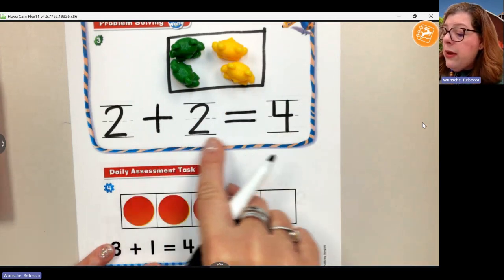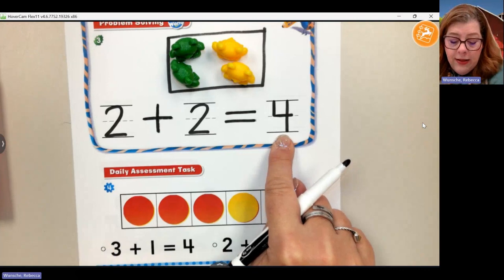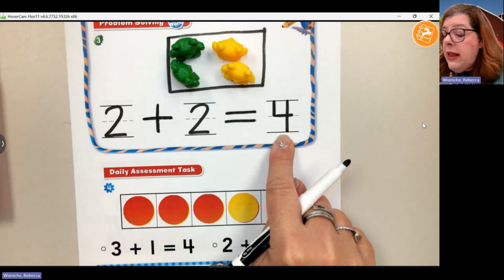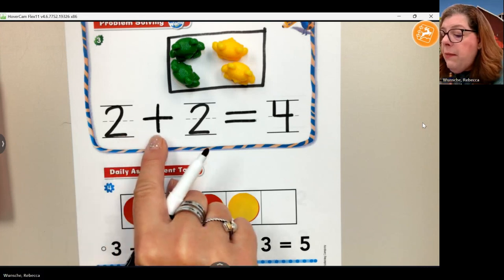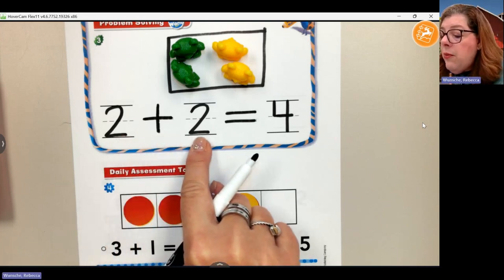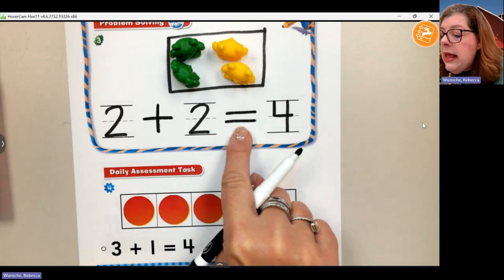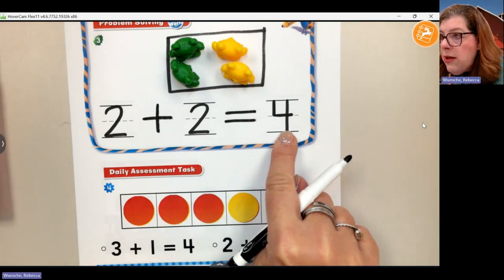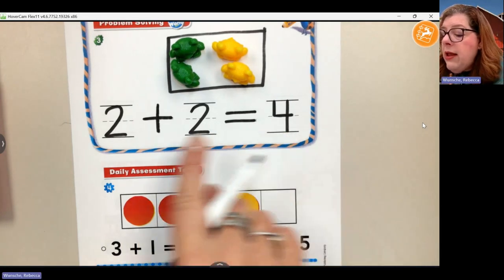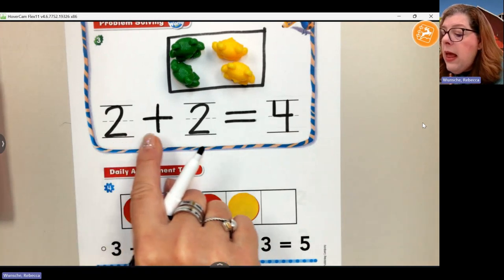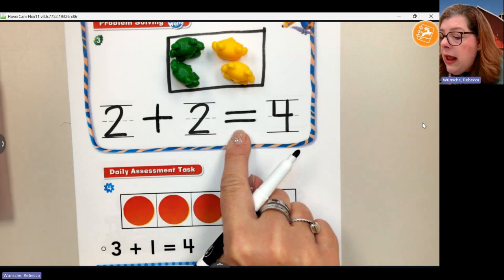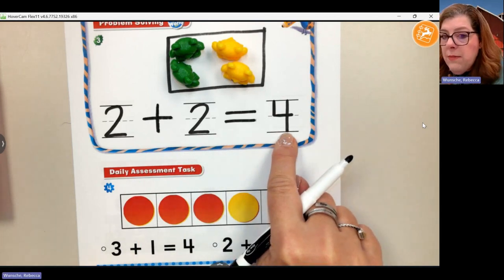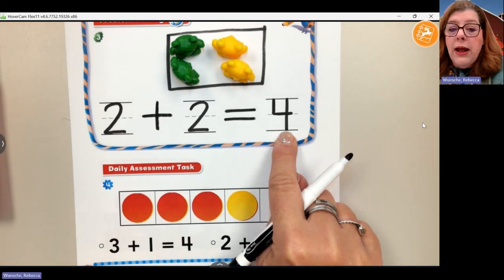So now I'm going to read this number sentence that satisfies our other part of our TEKS, where we need to read that 2 sheep plus 2 more sheep equals 4 sheep. Or we could say 2 sheep and 2 more sheep is the same as 4 sheep. So we would read it 2 different ways.